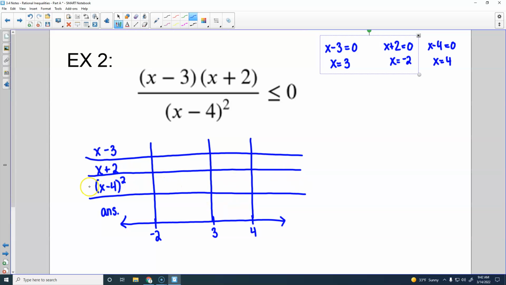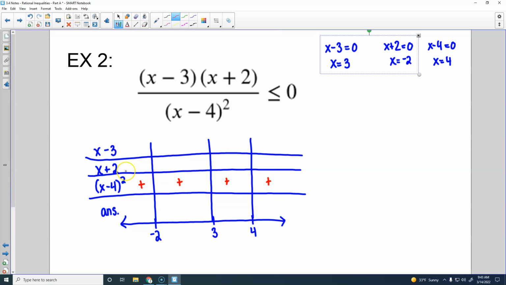So first of all, I'm going to start with this line right here. If I've got x minus 4 squared, what's the sign going to be when I plug any number into that? It's going to be positive. And why is it going to be positive? Because you're squaring it. And so if you square anything, it's going to become positive. So I know this whole entire line right here is just going to give me a positive number. So that tells me the denominator is always positive here.